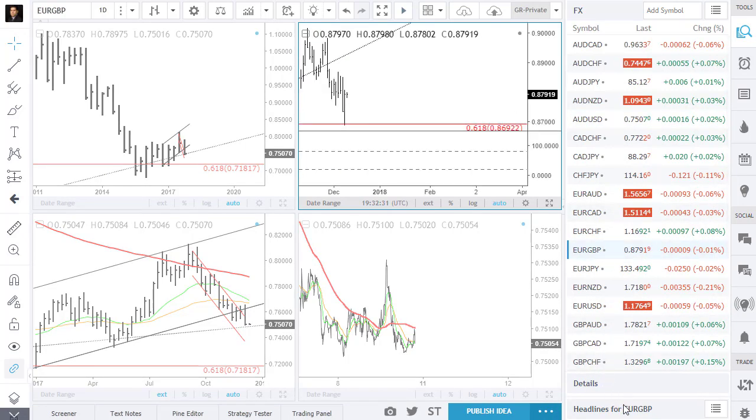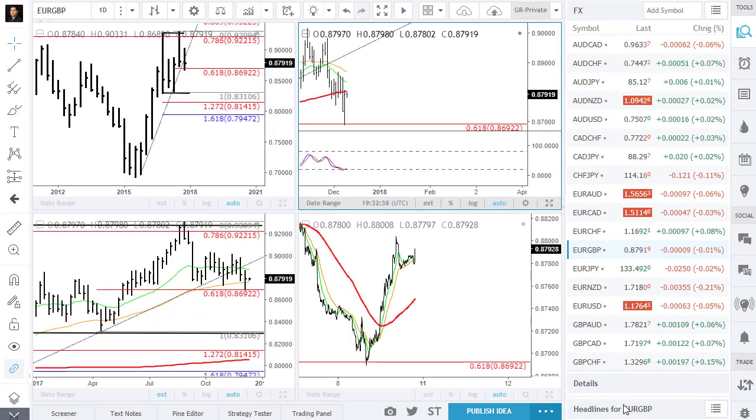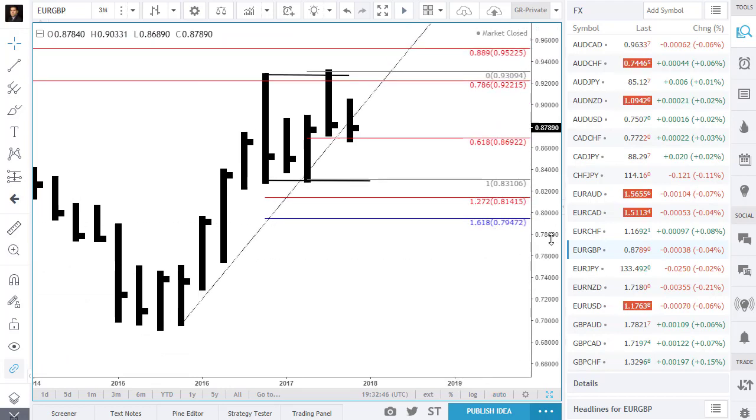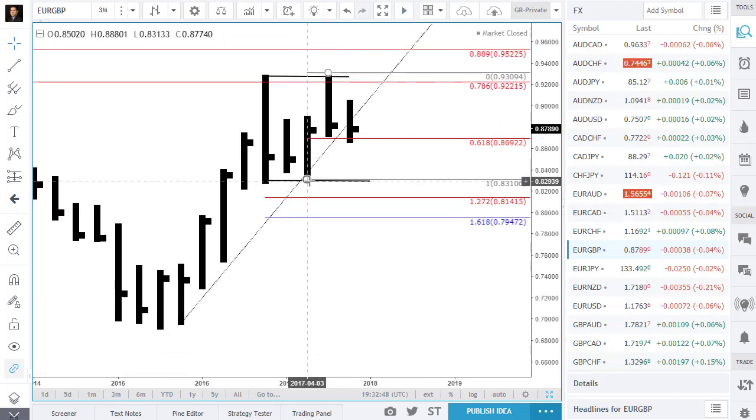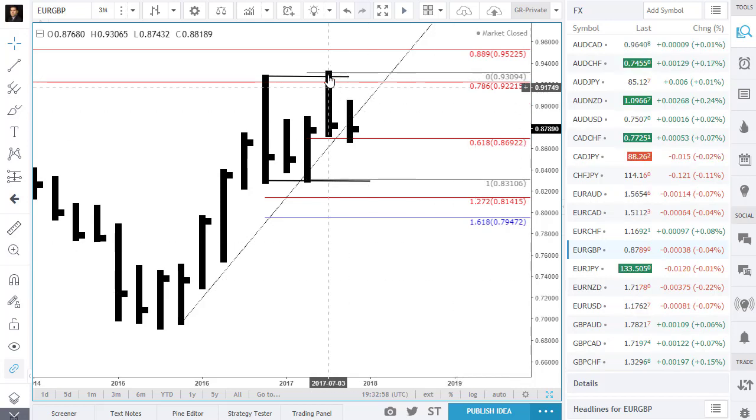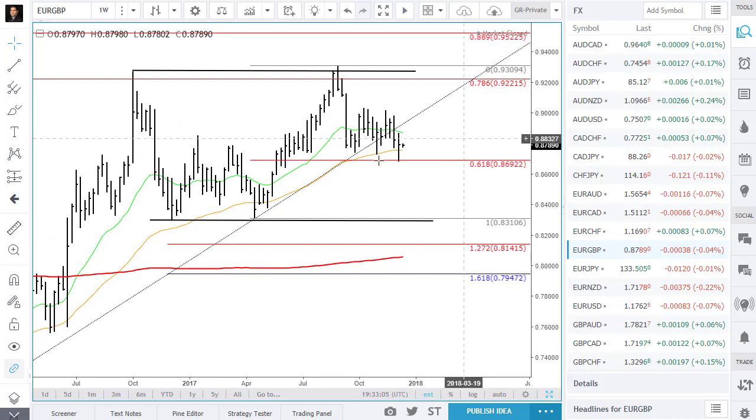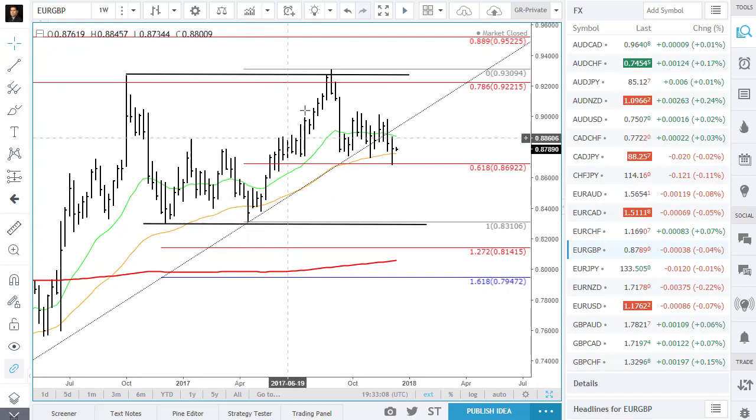Here's the euro pound, and I've been watching the euro pound because, take a look here, this is your quarterly chart. It doesn't really show it very well, but I measured this low going back to April of 2017 to the high of July of 2017. You're going to see it better here on the weekly chart. So you have this low right here up to this high.